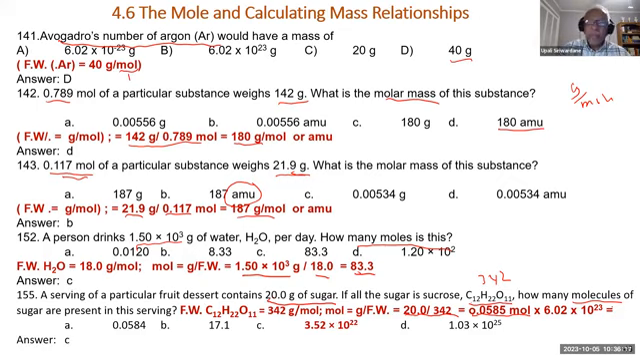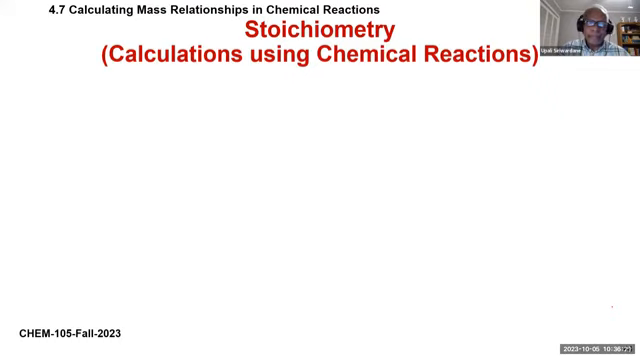All right. Now we got the introduction to formula mass and how to convert grams to moles. Now we're going to look into a little more detail about using chemical reactions to calculate the amount of products that can be obtained during a particular chemical reaction.